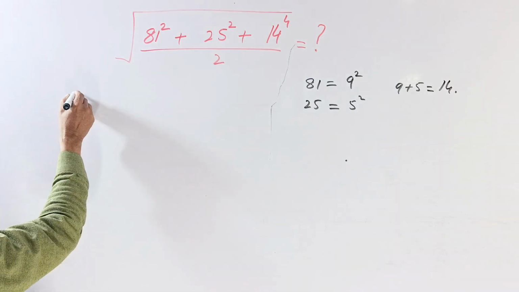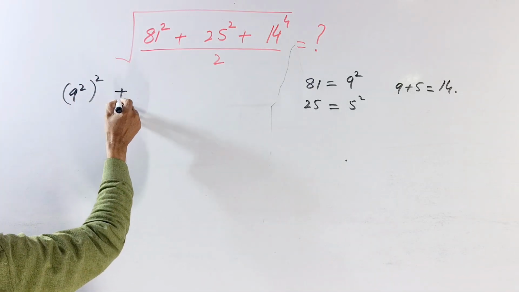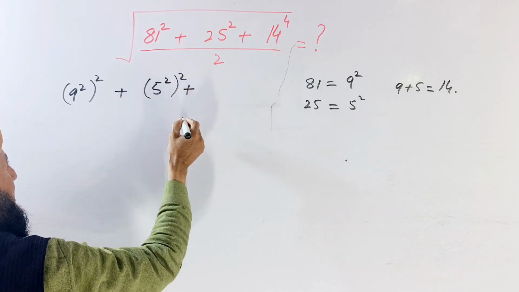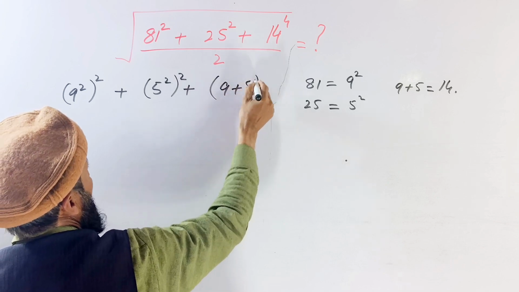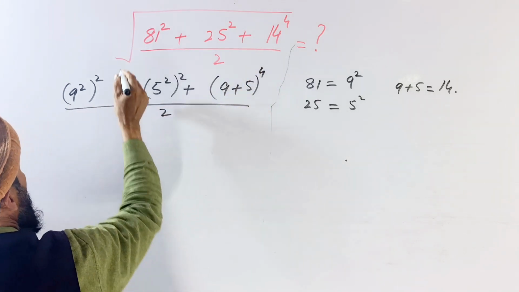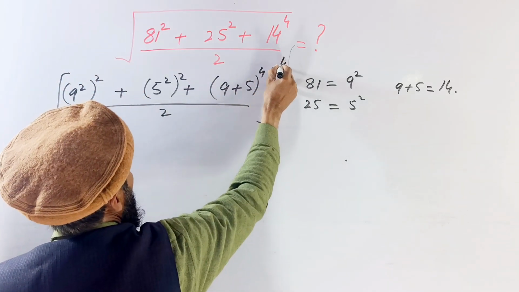Look here, we can write 9 square itself square plus 5 square itself square plus 14, which we can write as 9 plus 5 exponent 4, divided by 2 and square root, which is equal to exponent 1 by 2.